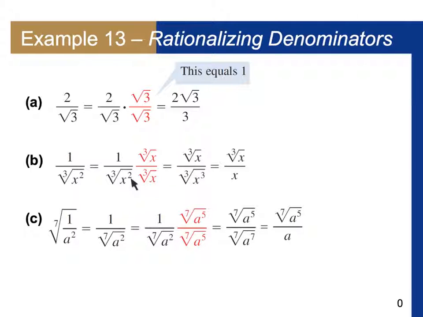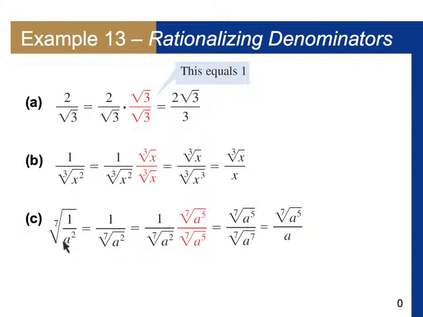In fact, we already have a perfect square, right? But we're taking a cube root, right? So when we multiply cube root of x over cube root of x times this, we get cube root of x over cube root of x cubed, which is just x. See, we get rid of that root in the denominator.